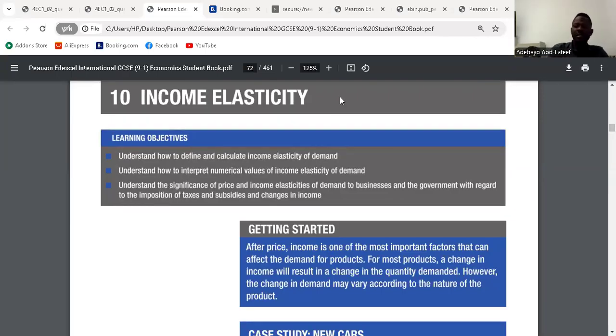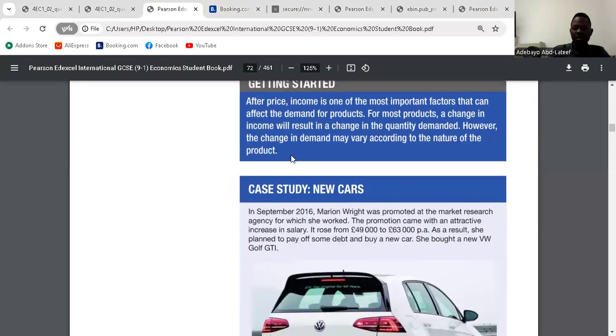We go to chapter 10, income elasticity. When we started the elasticity, I told you that there are two variables that bring about changes in the quantity demanded of the product, which are income and price. So that's where we have to talk about income elasticity now. For income elasticity, basically we're talking about the degree of responsiveness between the quantity demanded of a product as a result of a change in the level of income. Okay, so let's go on.